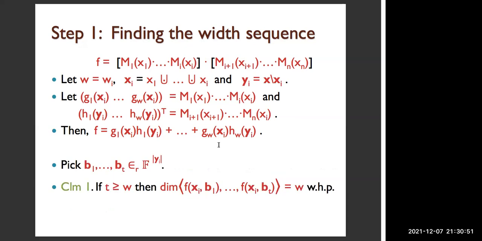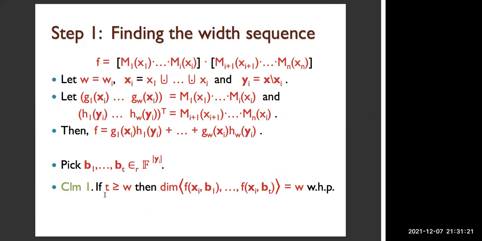Fine. So now I give you the algorithm to do step 1. What you do is you pick random points, B1 through BT. These random points are meant to substitute the Y variables. So once you pick B1 through BT, substitute the Y variables and form F x_i B1 to F x_i BT, starting from F. F is with you, right? You have black box access to F.